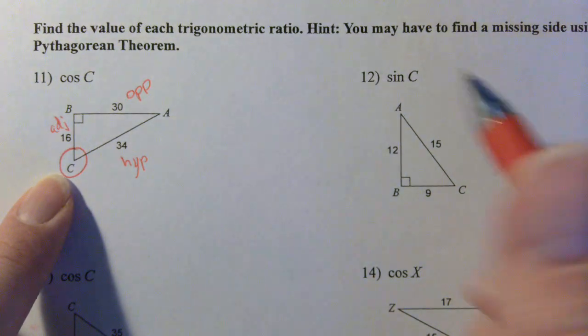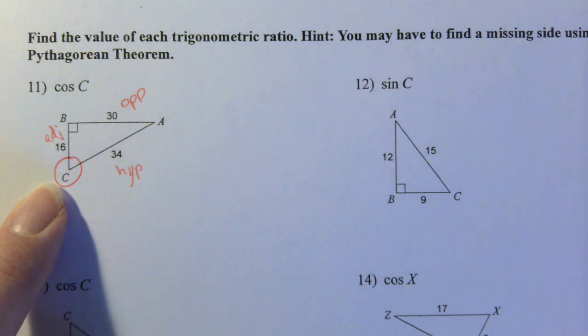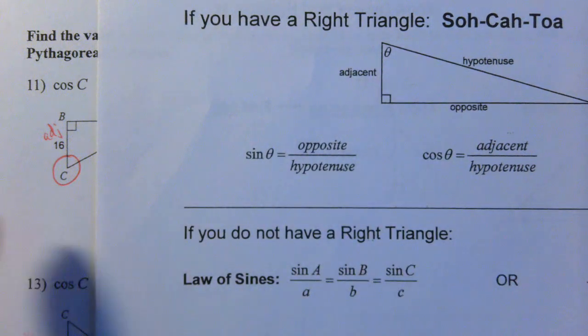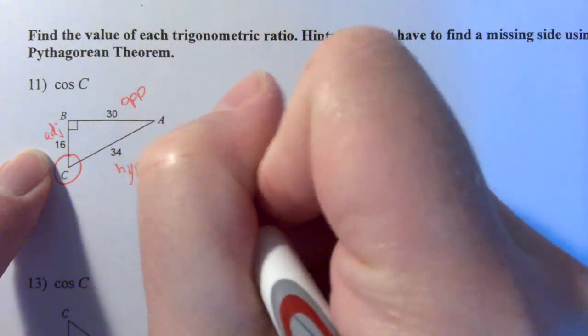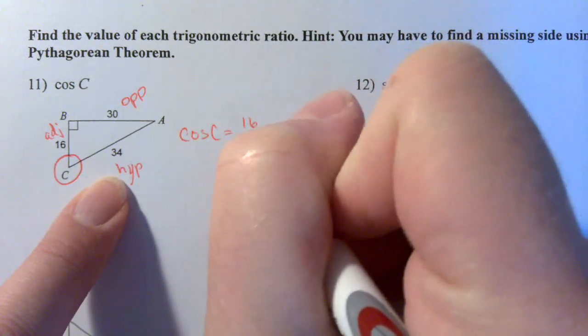So in number 11, again, I don't have to use Pythagorean theorem. They gave me all 3 sides. So cosine, find your little sheet. Cosine says adjacent over hypotenuse. So everything's in the labeling. The adjacent, so cosine C, adjacent is 16, hypotenuse is 34.